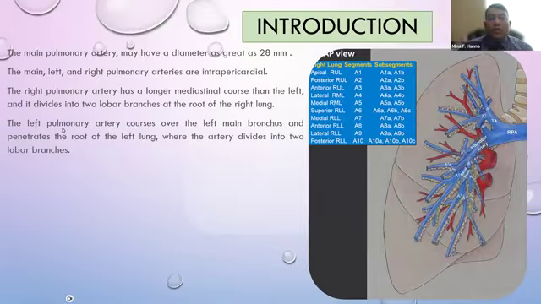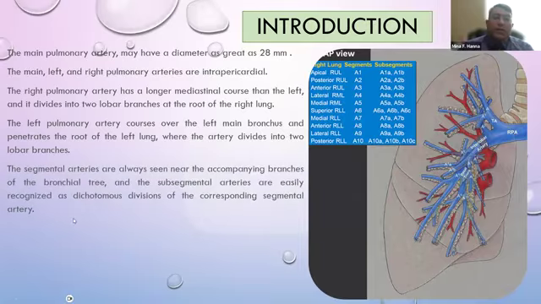We call the bronchus on the left side hypoarterial. So the artery courses above the bronchus on the left side. The right side is the other way around, so the artery courses below the right main bronchus.